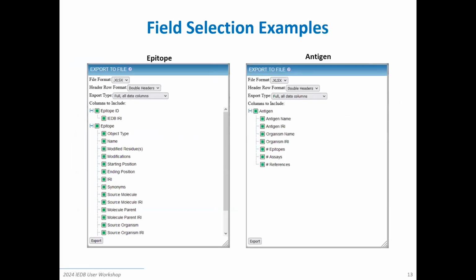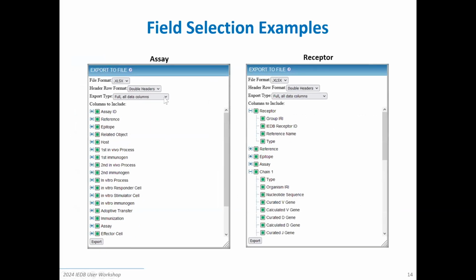So here are some examples of the different tabs that we have exports for. You have the epitope tab, and there are more options in these, as you can see by the scroll bar here. You have the antigen tab, which is very basic for right now. We haven't expanded it. It is basically the website display, because we haven't expanded that out fully.